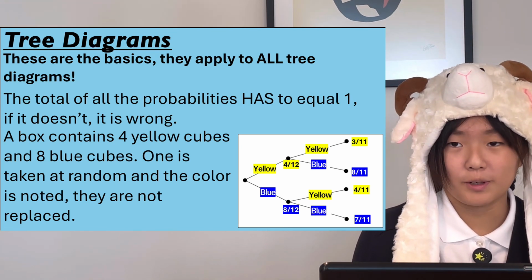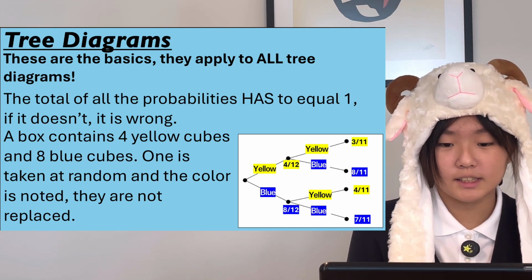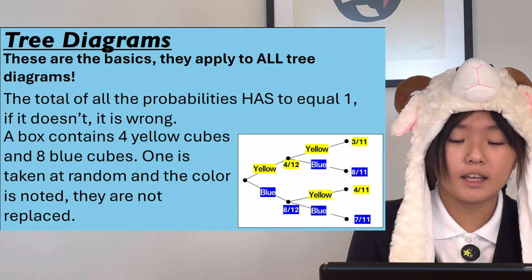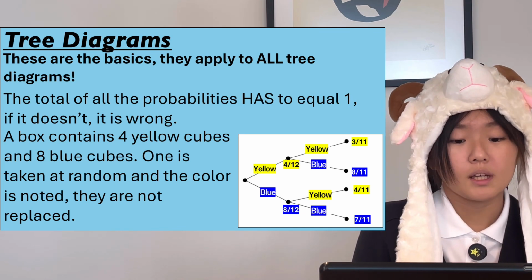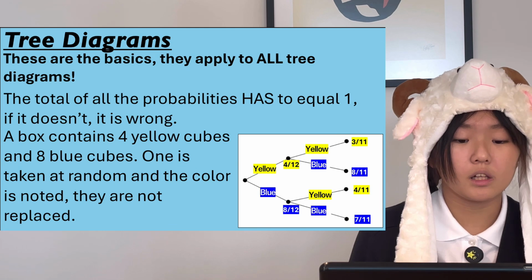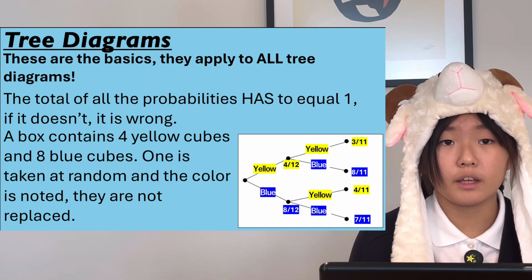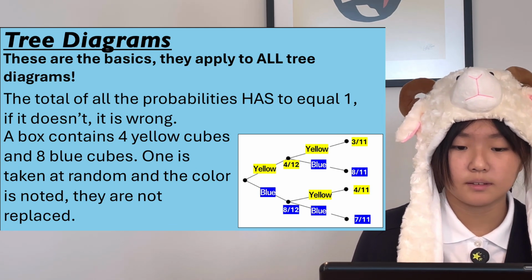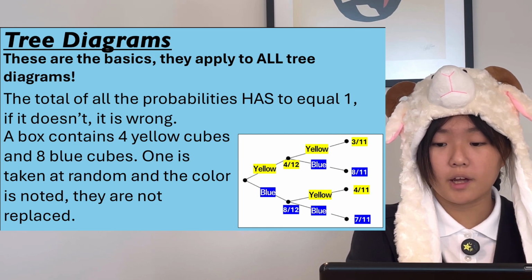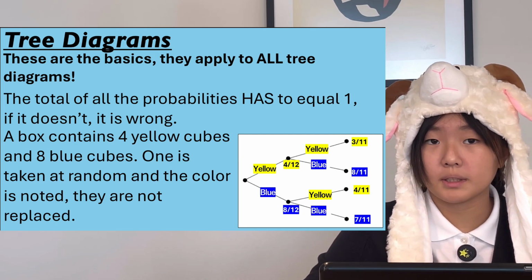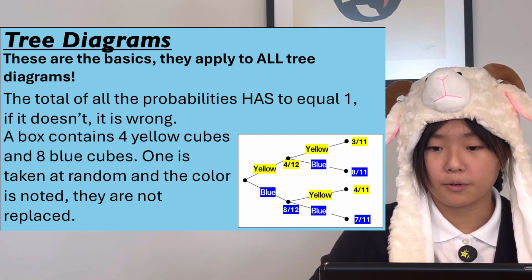I'll give you an example question like before. A box contains 4 yellow cubes and 8 blue cubes. One is taken at random and the color is noted and they are not replaced. And this is how you would draw the tree diagram. Please remember this because you might need to draw one for another question.